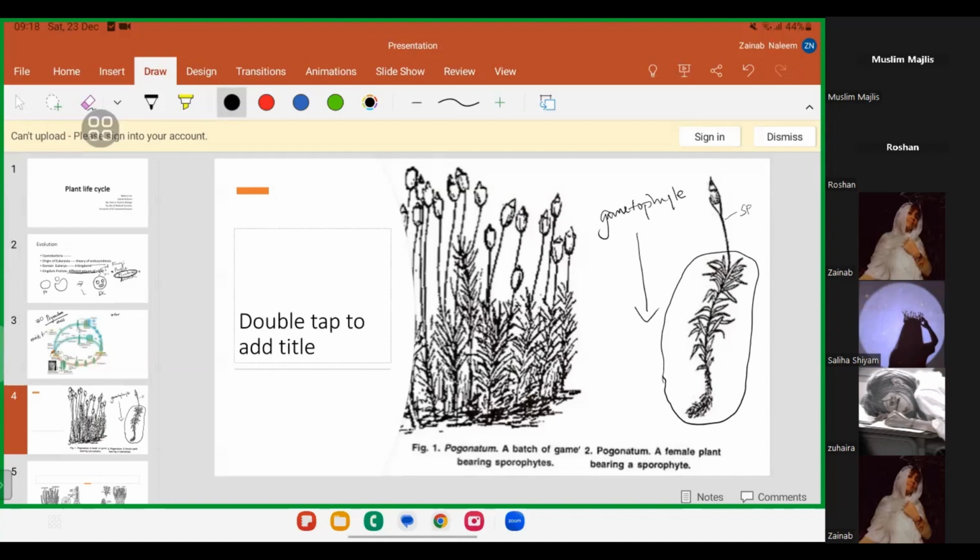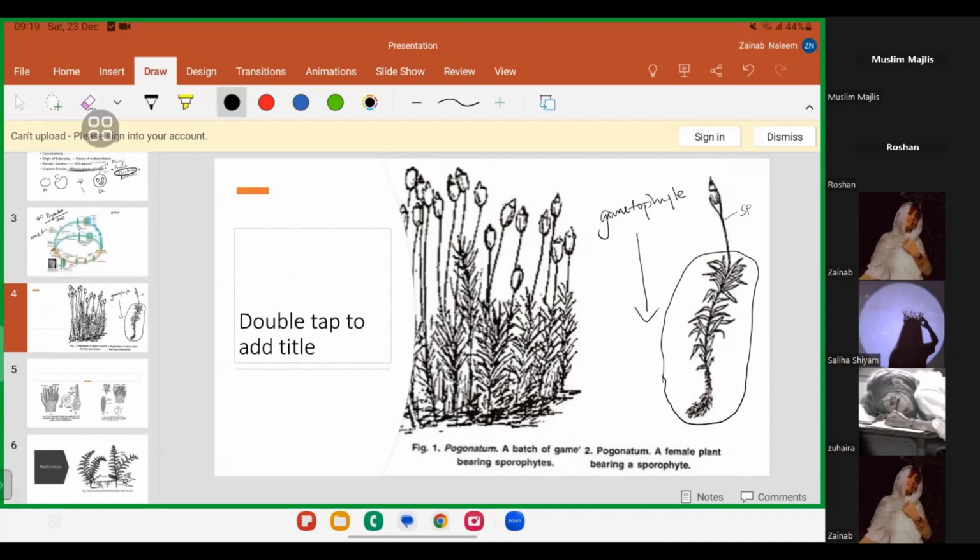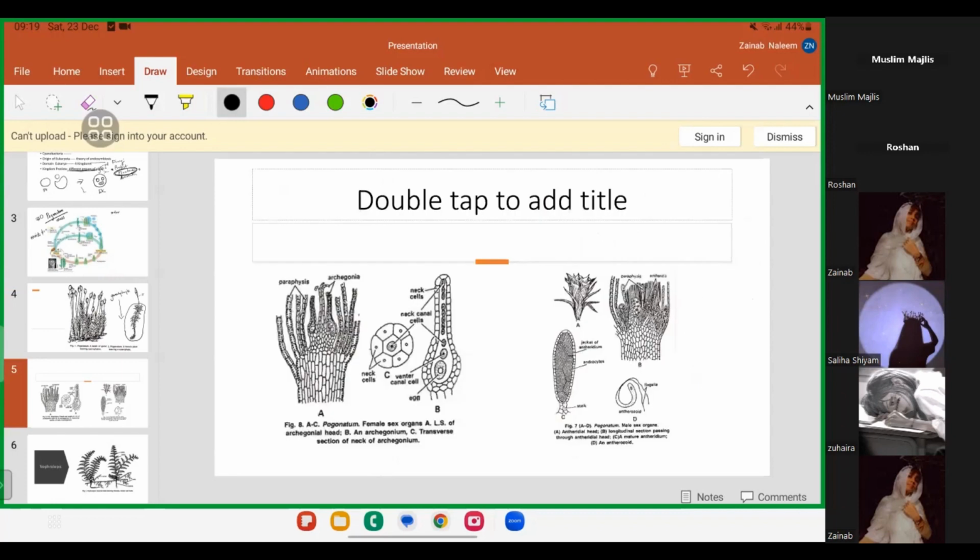Then the gametophytes are dioecious, which means they have separate male and female plants. The mature male gametophytes produce antheridia, in which sperms are produced. So this is the gametophyte. The gametophyte produces the organs which produce the gametes. Like in humans, we have different reproductive structures to produce sperm and ova. Likewise, in plants, we have different organs in male and female plants that produce the sperm and the ovum or egg. In Pogonatum we have male sex organs that produce sperms, and female sex organs that produce the egg or the ova.